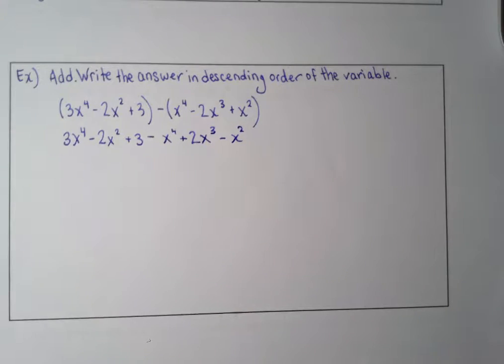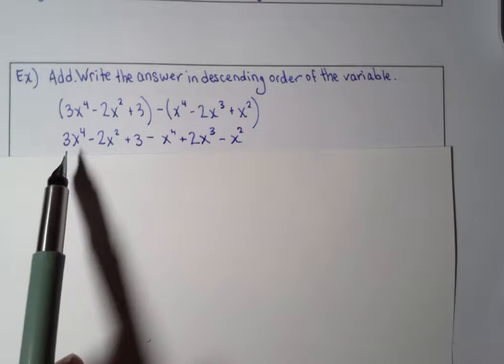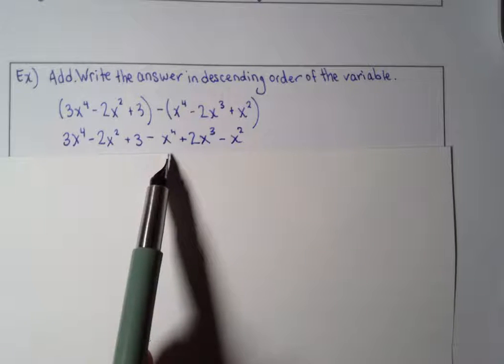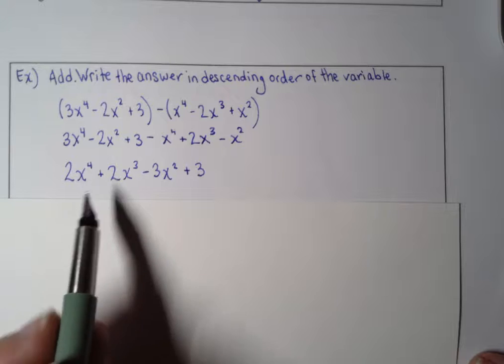So now that we've dropped the parentheses, we can go ahead and add like terms. So go ahead and combine like terms and simplify it, and then write it in order from highest power to lowest power. So now let's check the answer. We have to add like terms. So I would start with the highest exponent, 3x to the fourth, and negative x to the fourth. So that's going to give me 2x to the fourth.